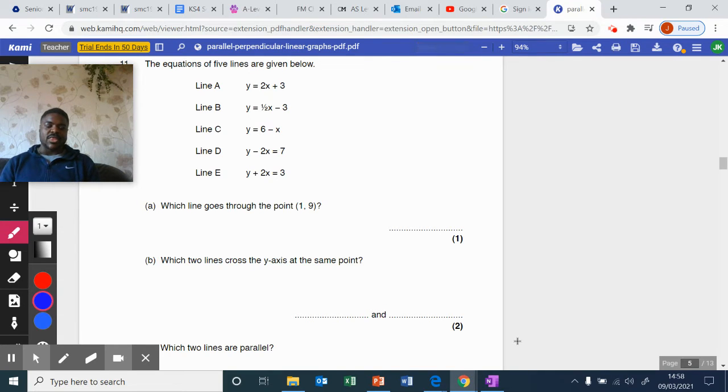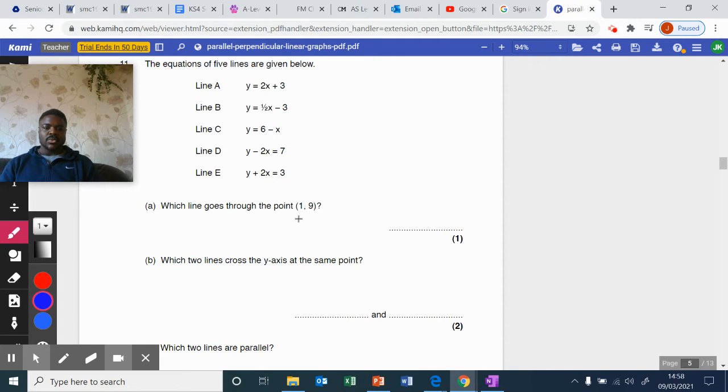We are back with another video on equations of straight lines. Let's get right into this problem. Looks kind of scary. We'll see just how scary this problem is. So it says the equations of the 5 lines are given below. We've got line A, B, C, D, and E. And the first question says, which line goes through the point (1, 9)?